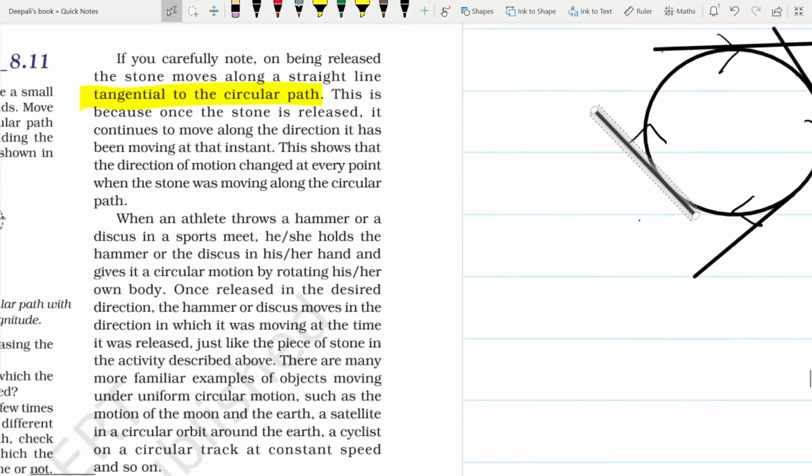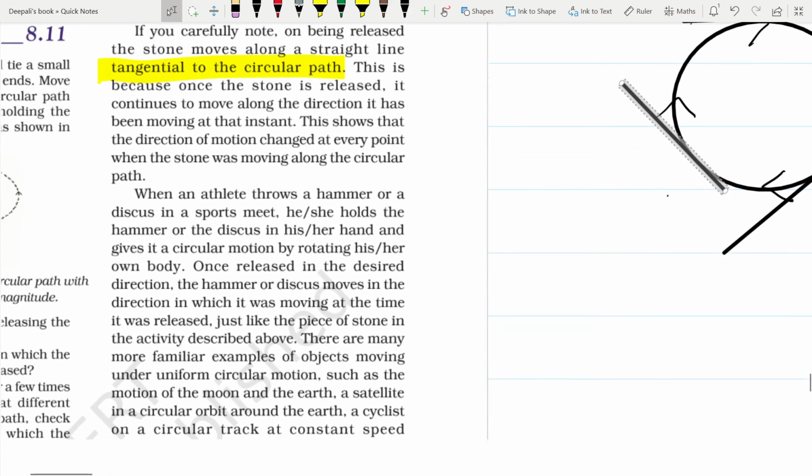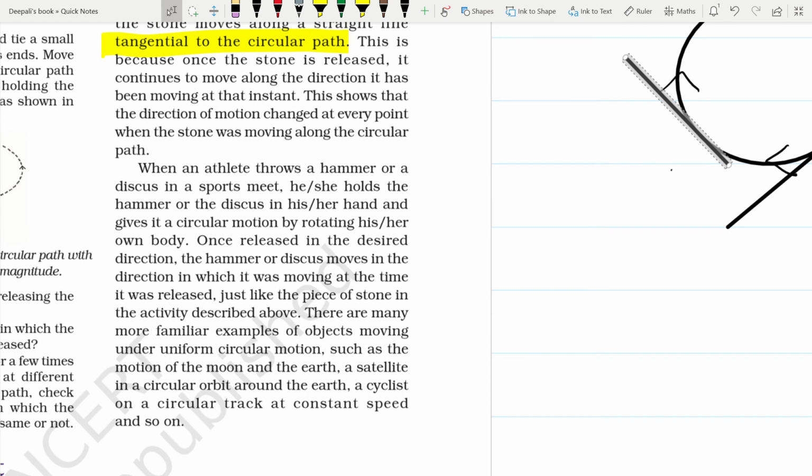Now, when an athlete throws a hammer or a discus in a sports meet, he or she holds the hammer or the discus in his or her hand and gives it a circular motion by rotating his or her own hand. Once released in the desired direction, the hammer or discus moves in the direction in which it was moving at the time it was released, just like the piece of stone in the activity described above.